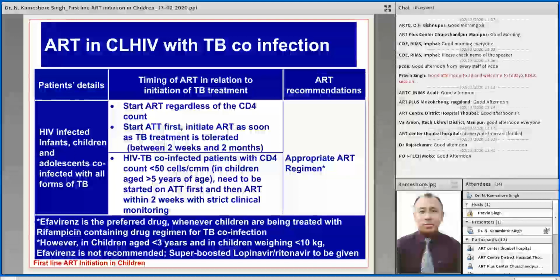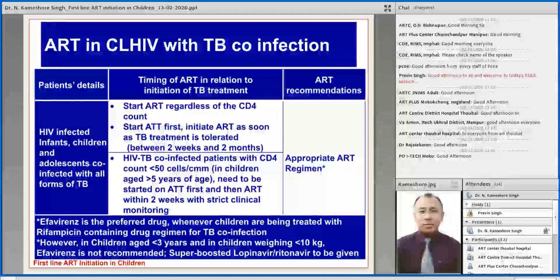However, if the co-infected patient has CD4 count less than 10 cells per cubic millimeter in children above 5 years of age, we need to start ART earlier, say within 2 weeks, with strict clinical monitoring.